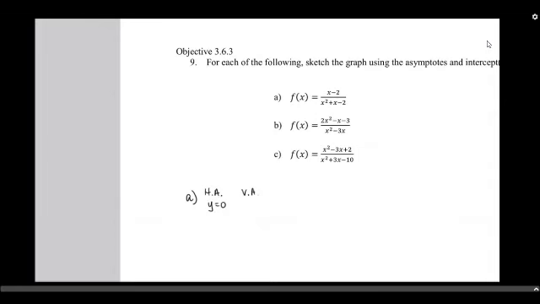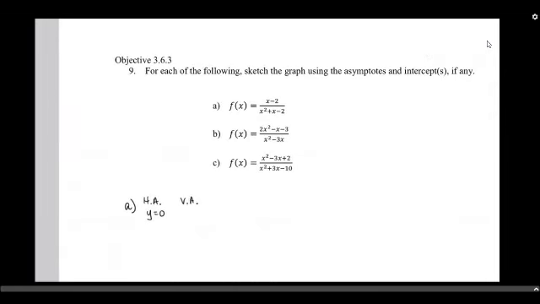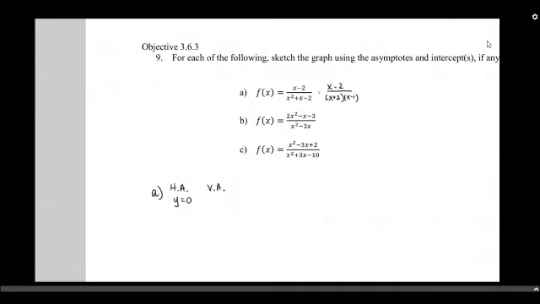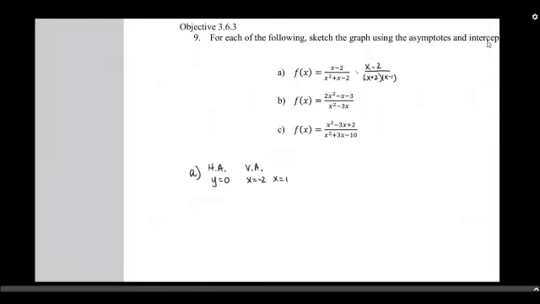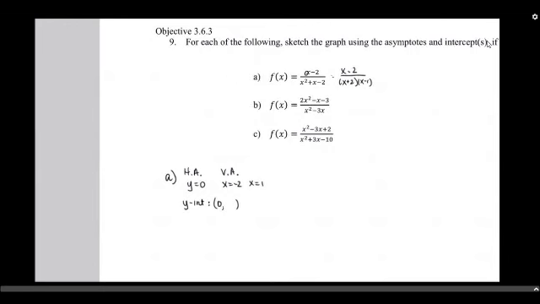Vertical asymptotes, if we look at the denominator in factored form, we're going to have x plus 2 and x minus 1, which means we're going to have vertical asymptotes at x equals negative 2 and x equals positive 1. Now the intercepts, let's do the y-intercept. If you remember, you let all the x's equal 0, so if you let all of these x's equal 0, we're going to have negative 2 divided by negative 2, which is positive 1.